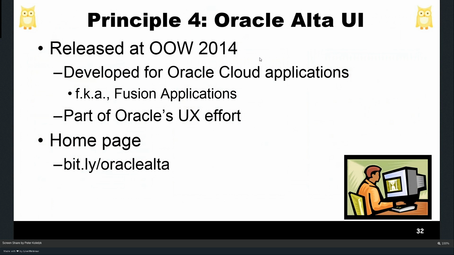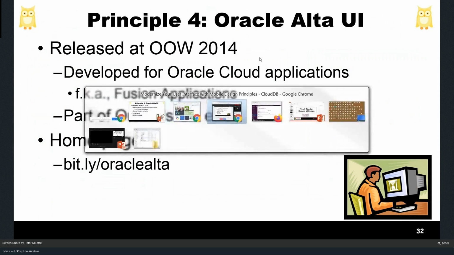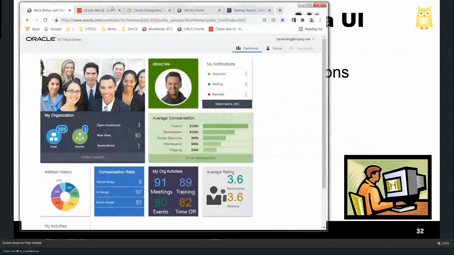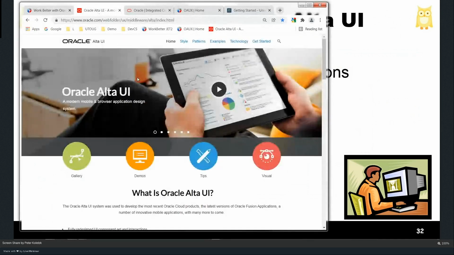So Oracle released the Alta UI principles at Oracle Open World Conference in 2014 for their cloud applications, which used to be called Fusion. It's part of Oracle's user experience or UX effort. And you can go to that homepage and look at it. And I'm going to bounce over to that now so we can look at some of the screens live. This is still out there available. So look for Oracle Alta UI. And there's different categories, and they've designed the screens here within their principles.